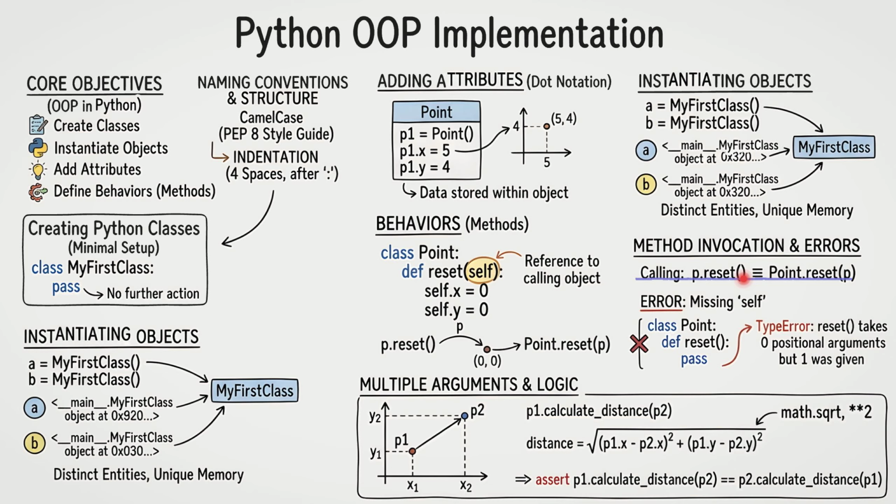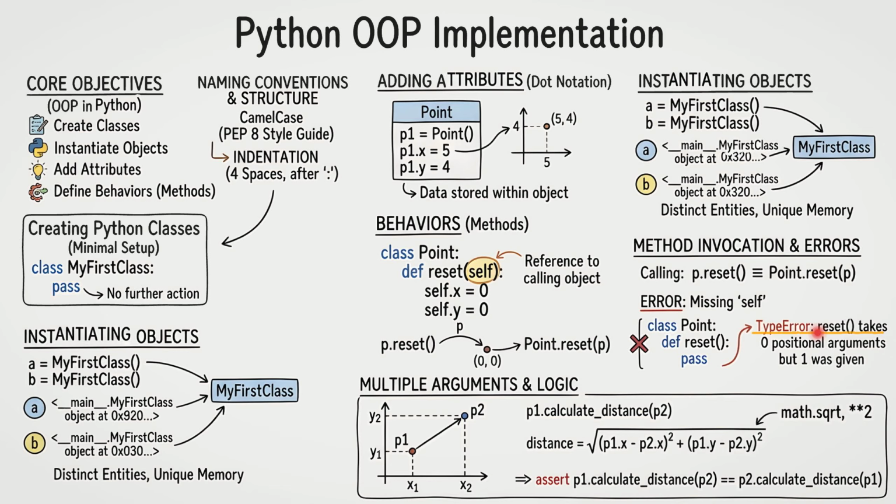If you ever forget to include self in your definition, like in this broken example, your program will crash. Python will throw a TypeError saying 0 positional arguments were expected, but 1 was given. It tries to pass the object in automatically, but there is no parameter waiting to catch it.